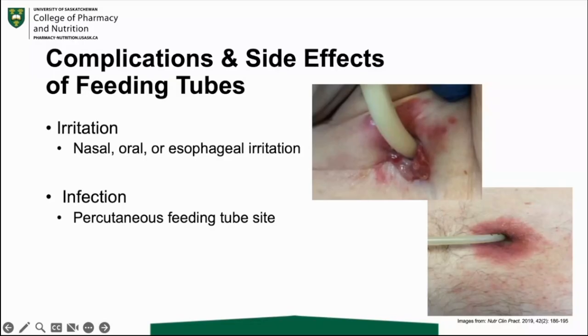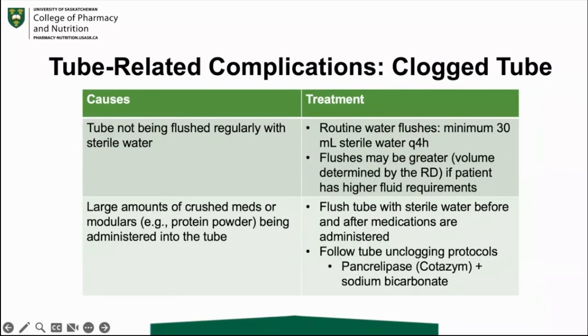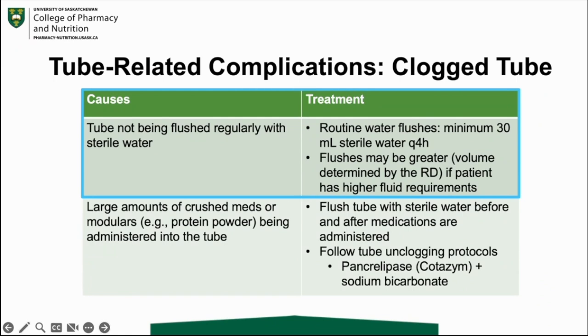Complications or side effects related to the enteral feeding tube can also occur. Some common side effects relate to irritation such as an NG tube resulting in irritation of the nasal passages. Infection can also occur such as at the insertion site of percutaneous feeding tubes as shown in the images here. We can have issues related to tube blockages. One risk factor for a tube blocking is failure to flush the tube regularly with water.